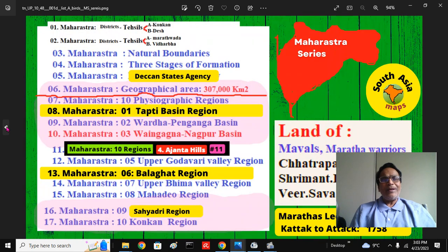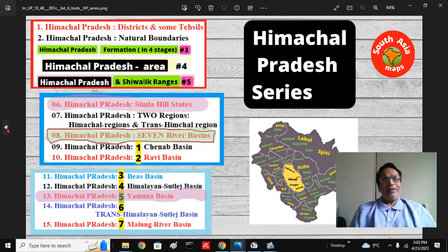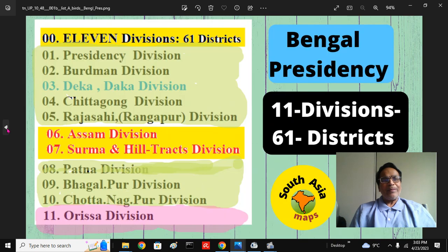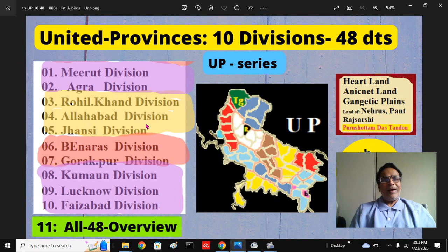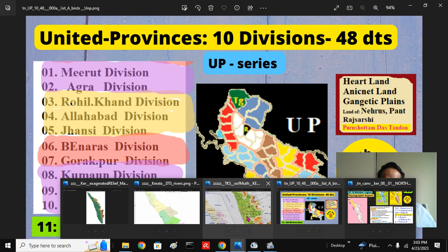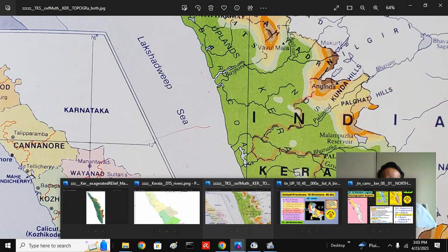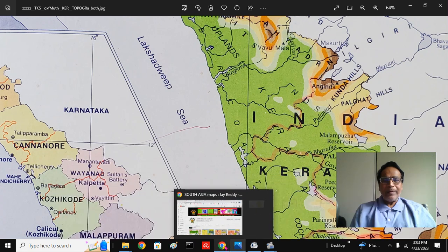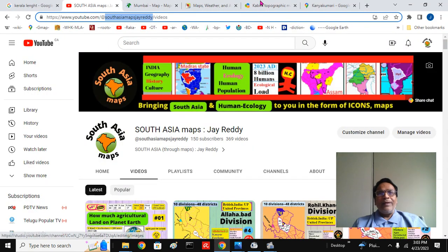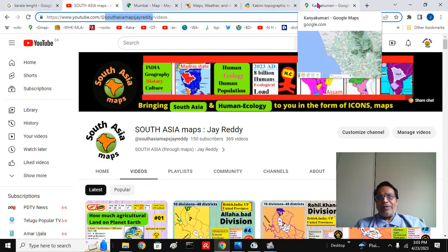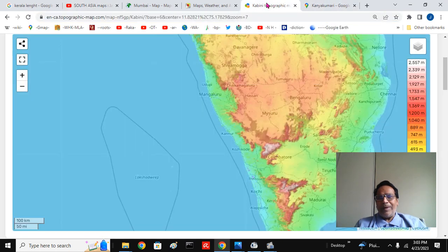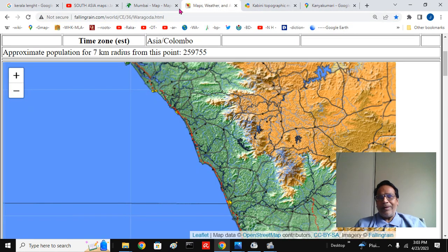And we have similar series here. This is the Maharashtra series, and you can explore them further. Himachal Pradesh series and Bengal series. And the heartland, the United Provinces, that is the Uttar Pradesh series, we will talk about further. And this is the one. I will also show you the actual map. And we'll go here. When you see the actual map, you will really get what is going on.